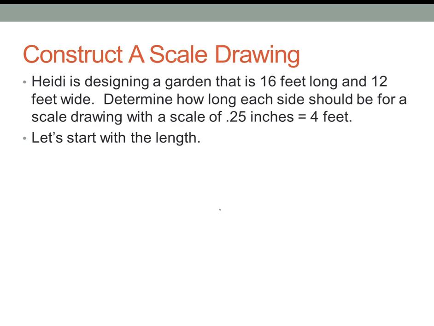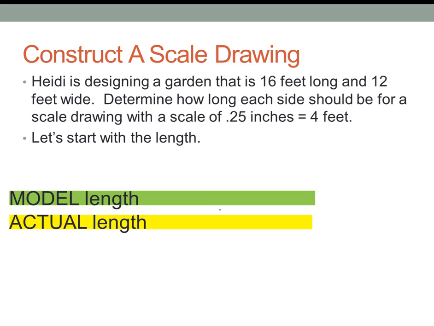Now let's construct a scale drawing. So Heidi's designing a garden that's 16 feet long and 12 feet wide. Let's determine how long each side should be for a scale drawing. The scale is 1/4 of an inch, 0.25 inches, to 4 feet. So let's start with length, because we need to figure out length and width separately. So let's find out length.